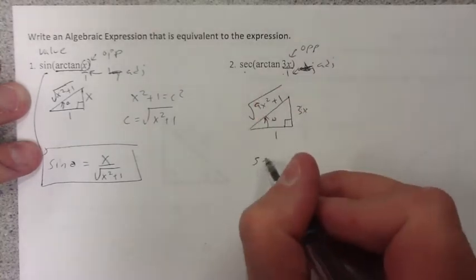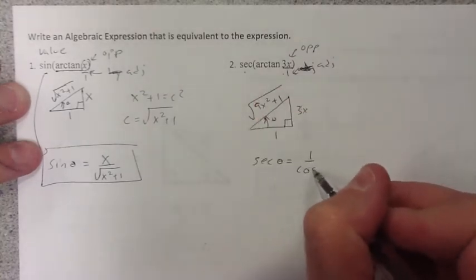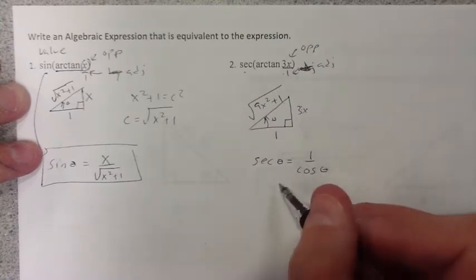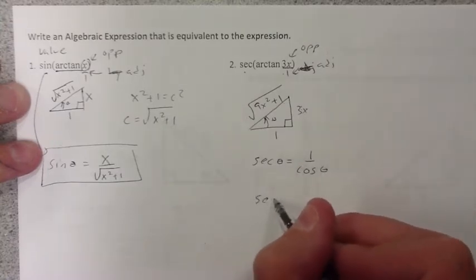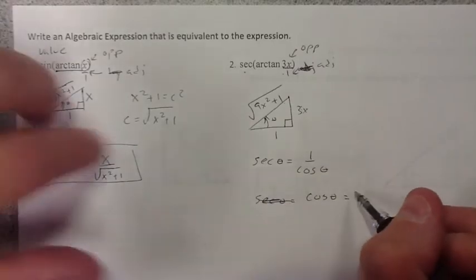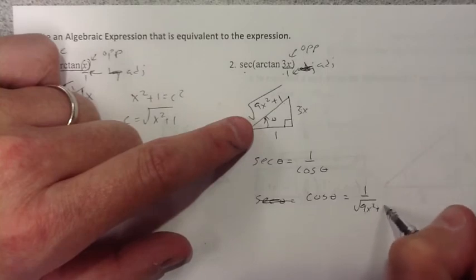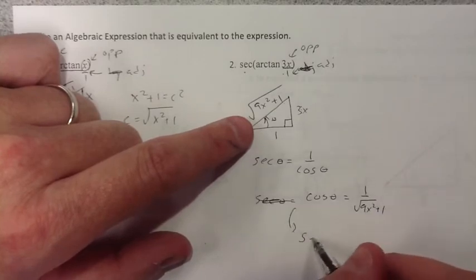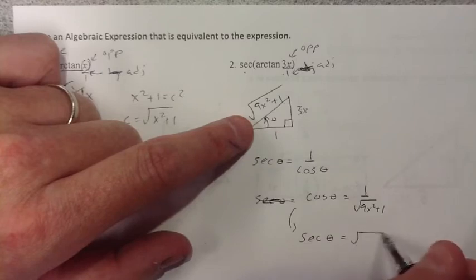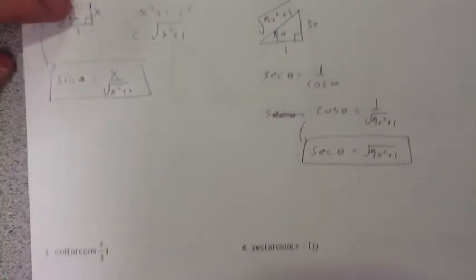And now I want the secant of theta. Nobody knows the secant of theta, but we do know it's the flip of cosine of theta. So if I get the cosine of theta, it's very easy. It's the adjacent over the hypotenuse. And I flip it. Therefore, the secant of theta is just the square root of 9x squared plus 1. Very easy to do. All right, let's try number 3 and 4 here, and then we'll be done.